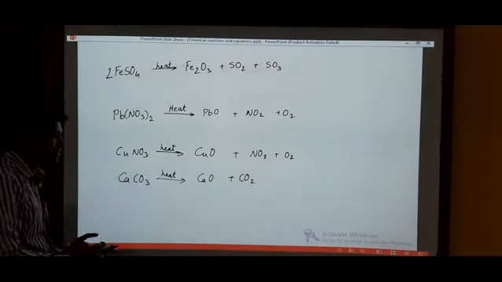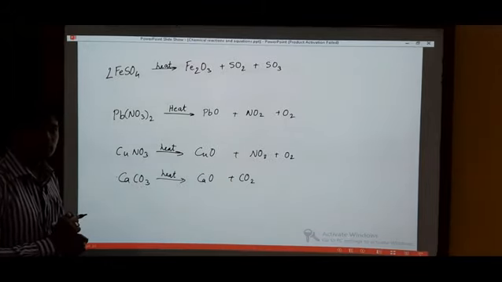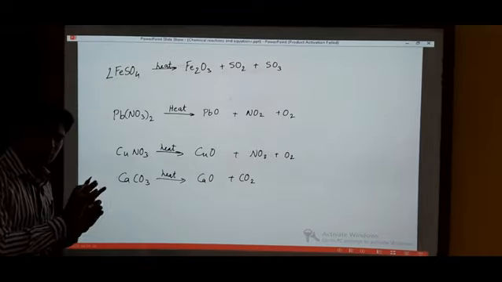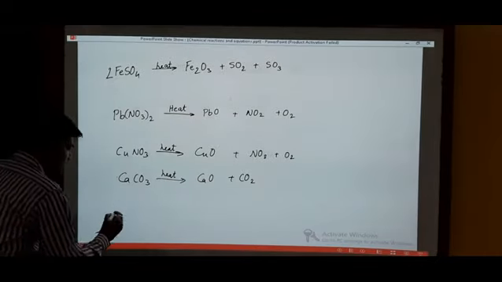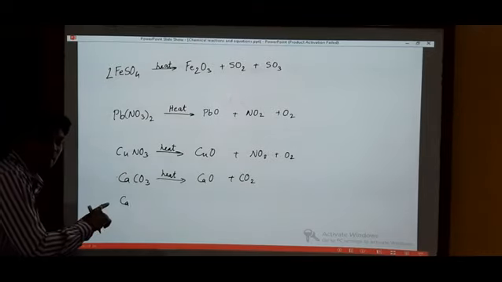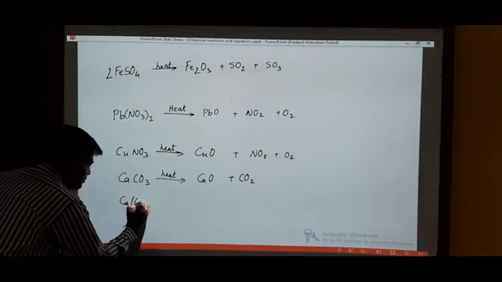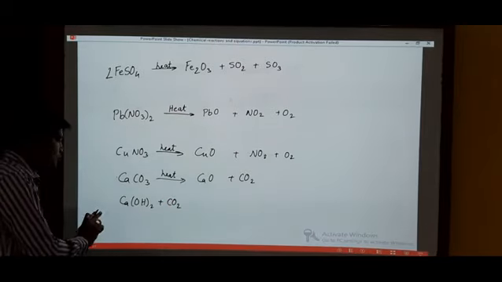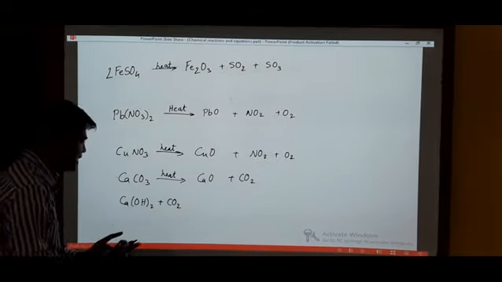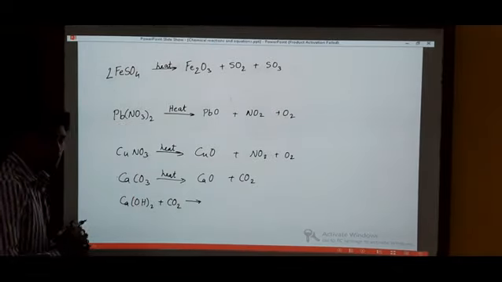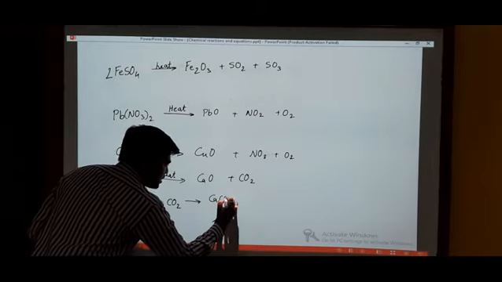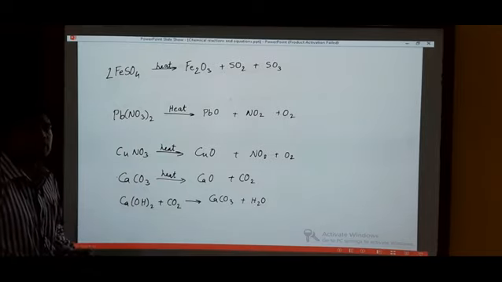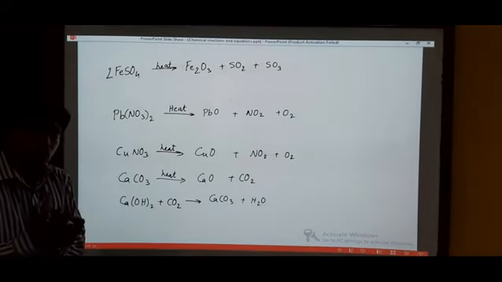How to identify that carbon dioxide is involved in this process? Here you take lime water and pass this carbon dioxide through lime water. The formula of lime water, that is slaked lime, is calcium hydroxide. When carbon dioxide gas is passed through calcium hydroxide, it gives you calcium carbonate plus water, and the calcium carbonate precipitate forms a white color substance.